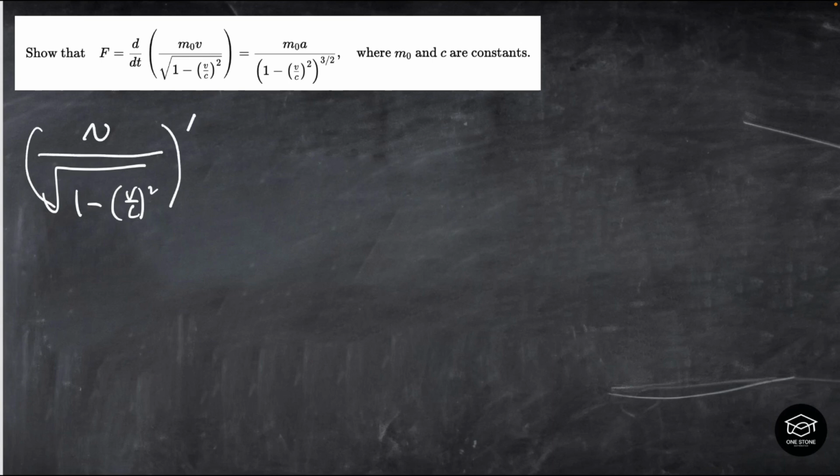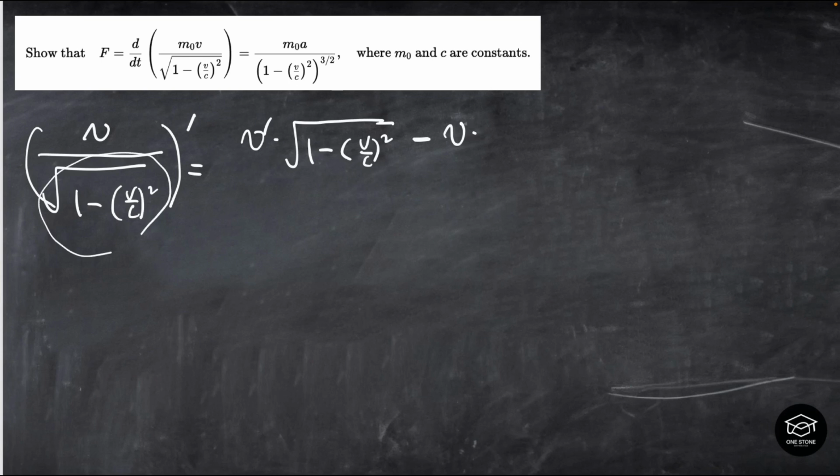In this case, the numerator is velocity, and its derivative with respect to time is acceleration, a. So the first term becomes a times the square root of 1 minus v squared over c squared. Next, we subtract velocity times the derivative of the denominator. Now let's differentiate the denominator, which is the square root of 1 minus v squared over c squared.